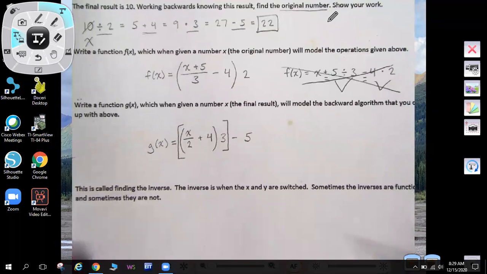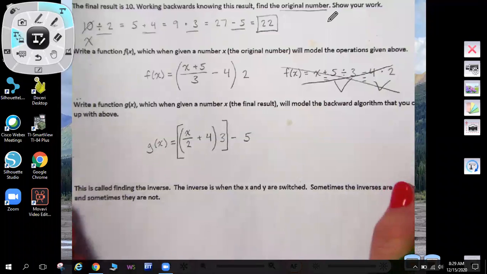Okay, so this last part's not a question, it's just some information. Everything that we just did is called finding the inverse. The inverse is when the x and y are switched. Sometimes the inverses are functions and sometimes they are not. So that's going to come into play on the back of this page. So let's look at the back.